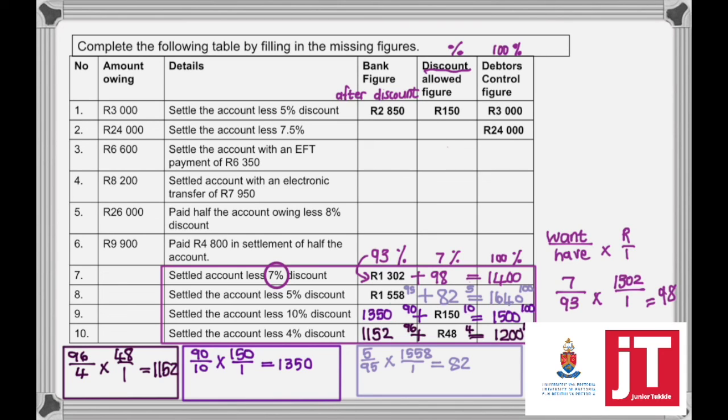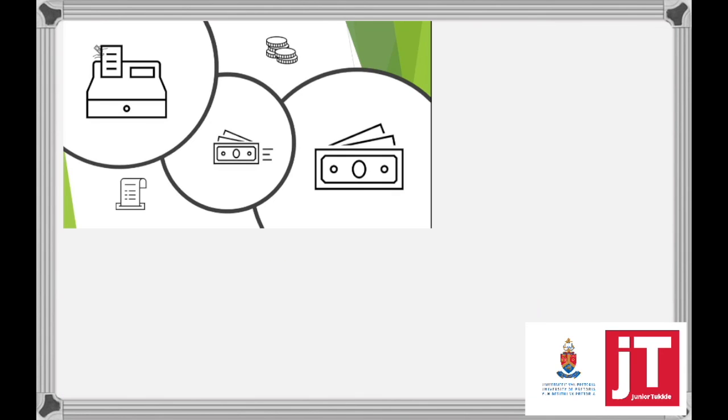Now that is the basics of the calculations of the different ways that they can ask you to calculate the discount allowed figures. And in the next slide, we're going to look at how we record the cash receipts from debtors and the discount in the CRJ, or in your journals, and that will be in activity 5.